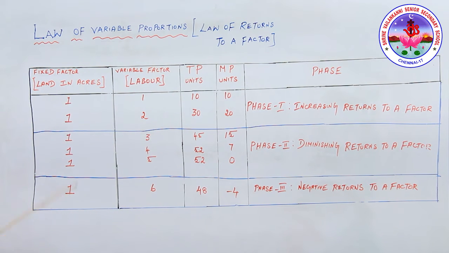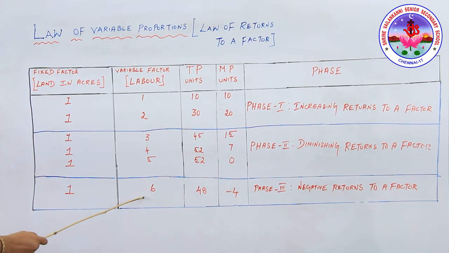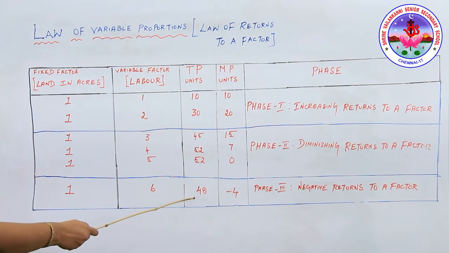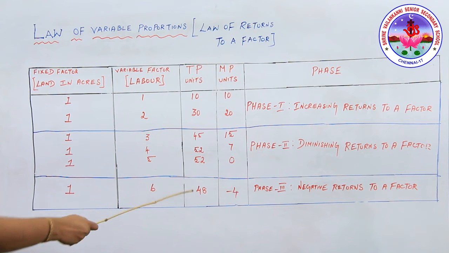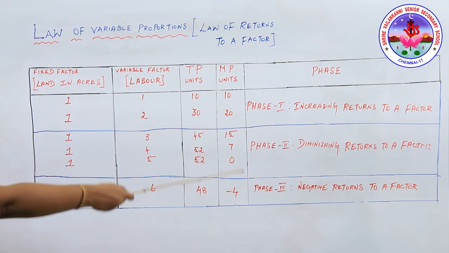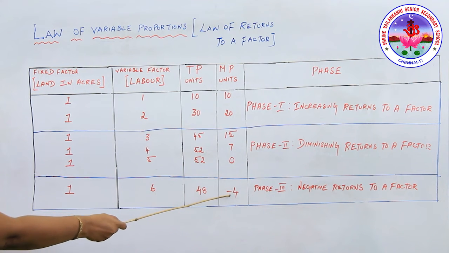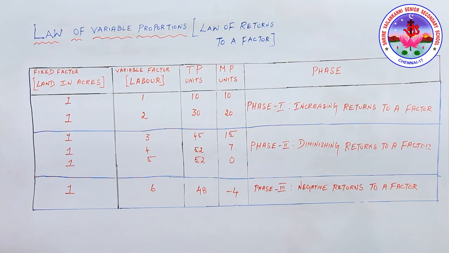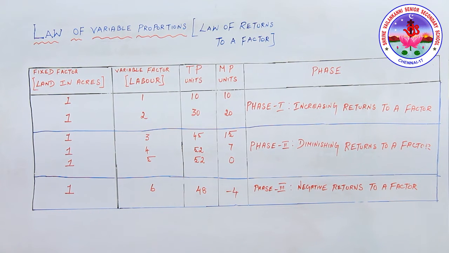Yes, now coming back to the last one, phase 3. When the variable factor, the labor, increases from 5 to 6, what will happen? The TP units start declining from 52 to 48. Okay, so then what will be the MP units? 48 minus 52, negative 4. So that's why from phase 3, it's negative returns to a factor. So this table explains the law of variable proportions.